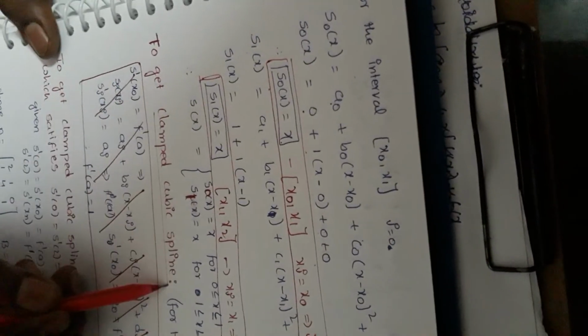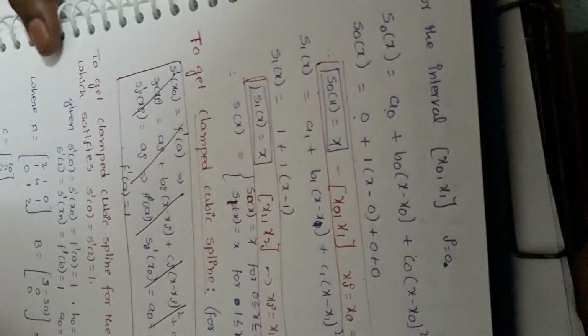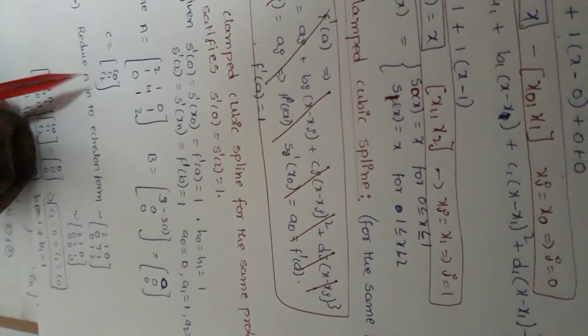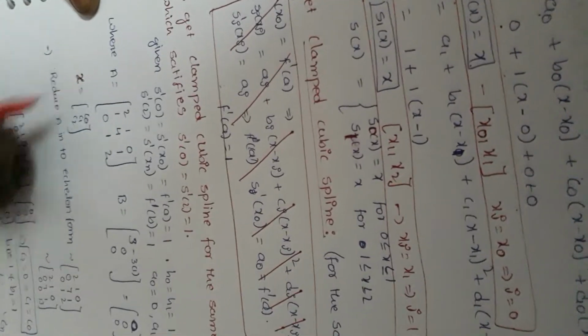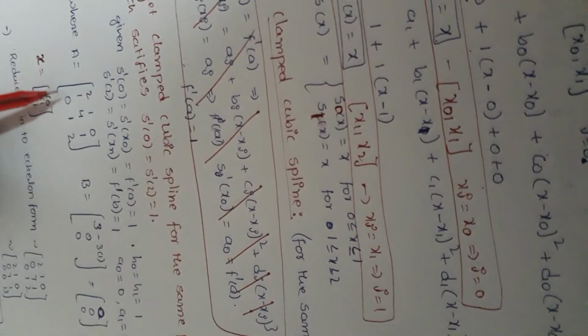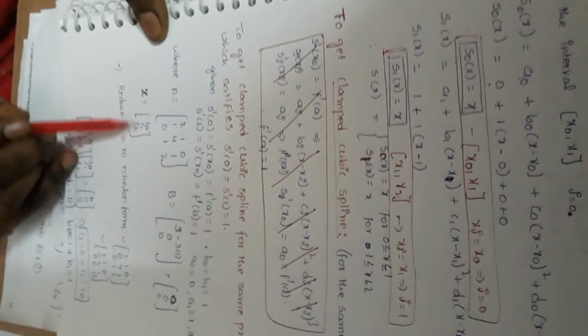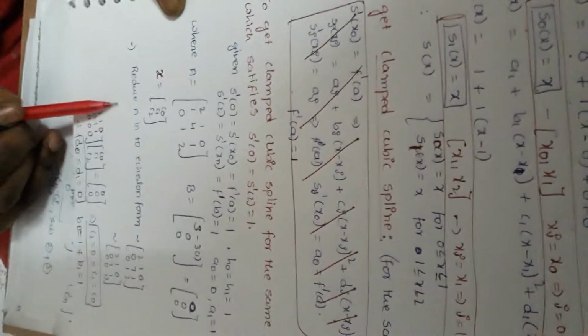Suppose for the same problem we want to get the clamped cubic spline, a small difference is there. Our system of matrices AX is equal to B will be changed. If you apply the formula for clamped cubic spline, A will be 2 1 0, 1 4 1, 0 1 2, B is equal to 3 minus 3 0, 0 0, again 0 0, X is c0 c1 c2.